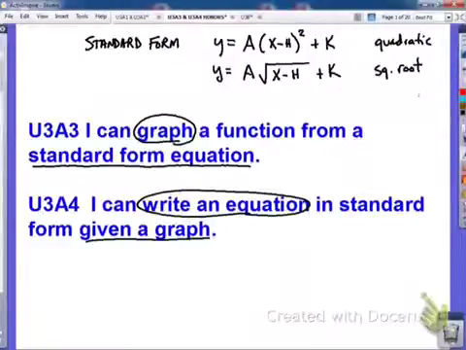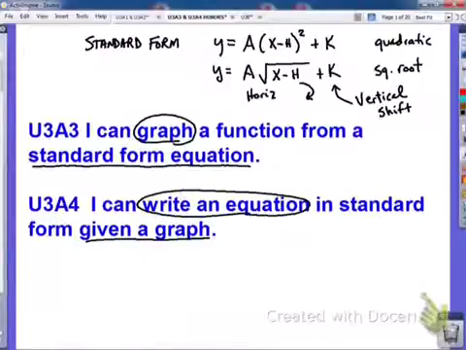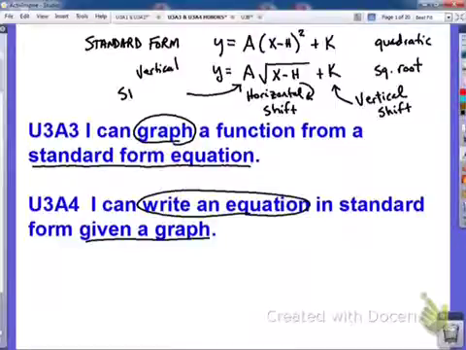A couple of things are important to note here. The k deals with a vertical shift. K, vertical. That's how I remember it. The h corresponds to a horizontal shift. And the a corresponds to a vertical stretch.